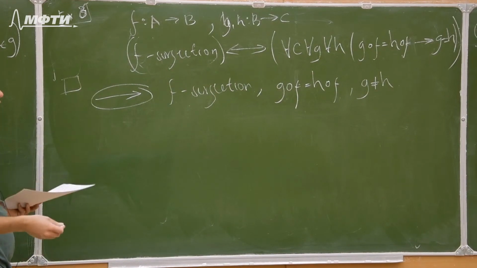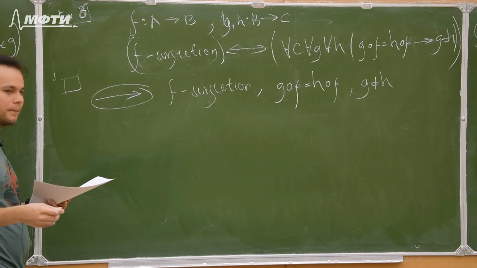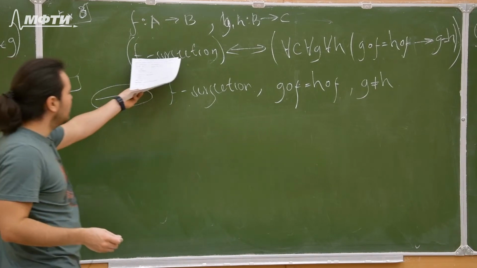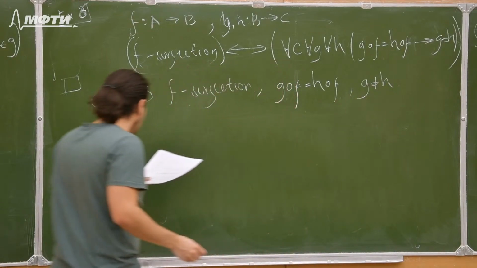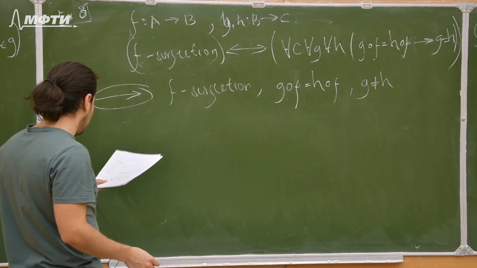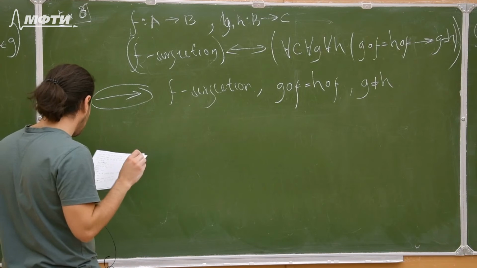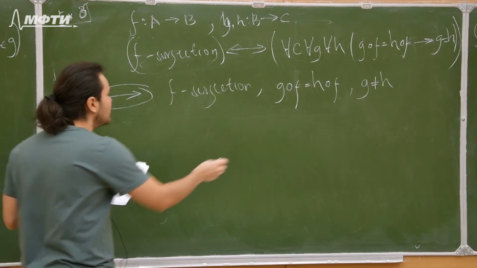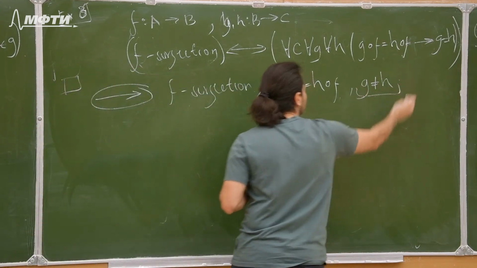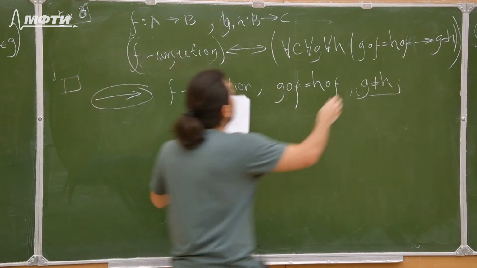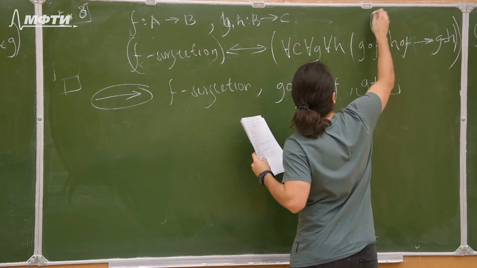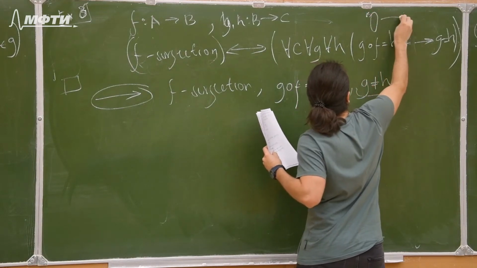Now we need to get some contradiction here, right? Because we're assuming that this holds, but we're assuming that they're not equal. So since they are not equal, and let me write that, we have b and c.